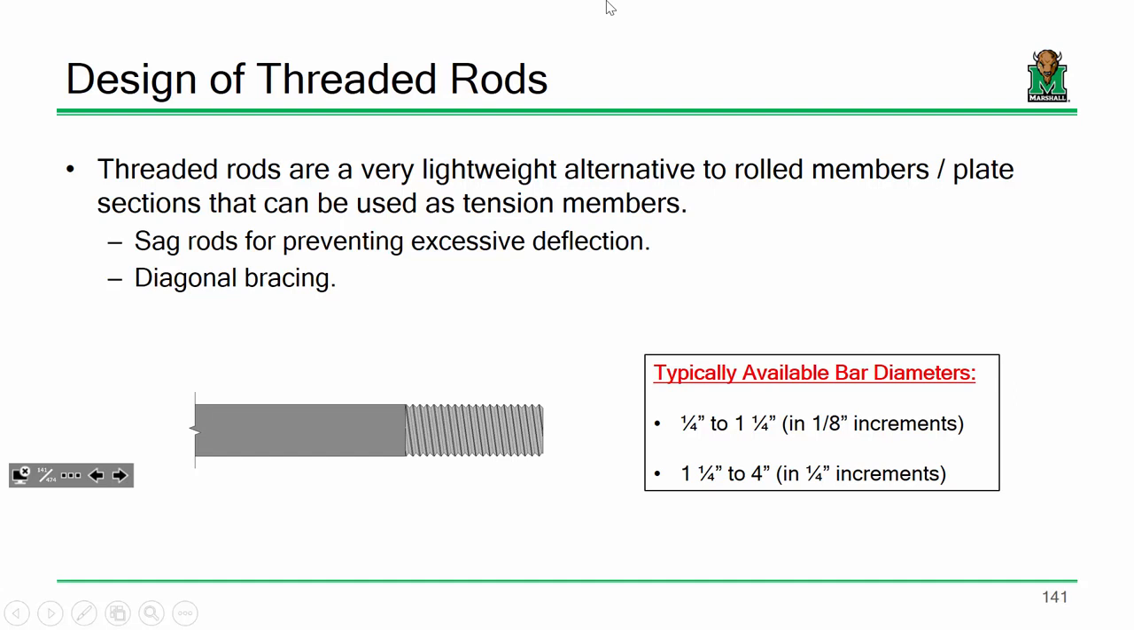First off, let's talk about their availability. When you spec out a threaded rod, you're speccing it out based on available round bar diameters. As a quick rule of thumb, typically available bar diameters go from 1/4 inch to 1 1/4 inch in 1/8 inch increments. So anything like 1/4 inch, 3/8, half, 5/8, 3/4, in 1/8 inch increments up until about 1 1/4 inch. Once you get past 1 1/4 inch, it tends to go up in 1/4 inch increments.